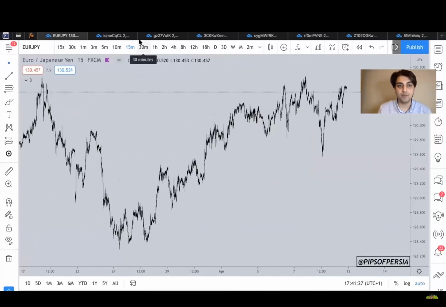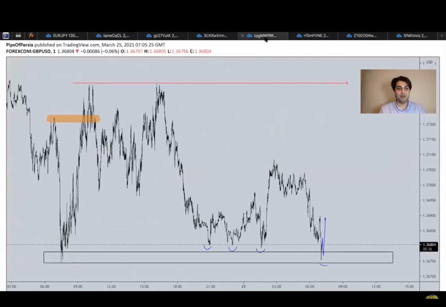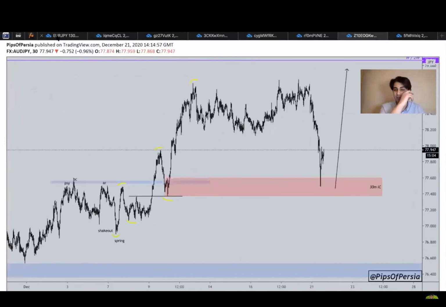I'm going to go through a few different examples over here. I'm going to cover a few different things. So we're going to go through Euro JPY. We're also going to cover GBP USD, and we're going to cover AUD JPY as well.